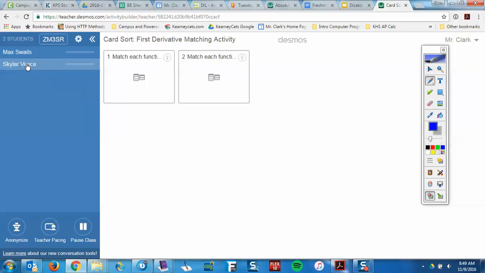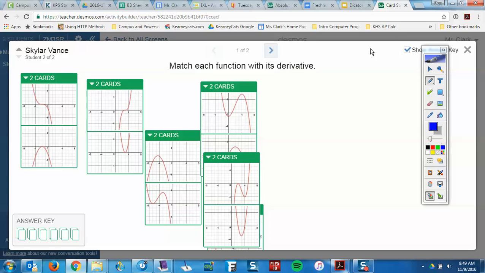student.desmos.com. Look at that, Skylar's already in. I wonder if she did that last night, maybe. Yeah, she's at the youth leadership party today, so.